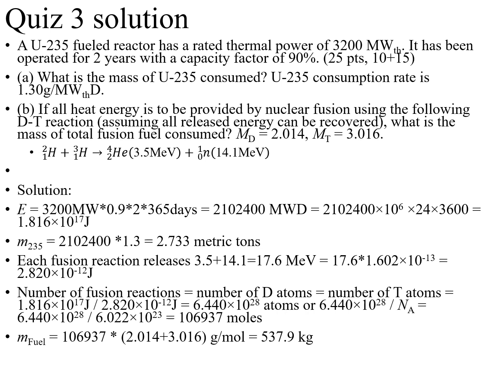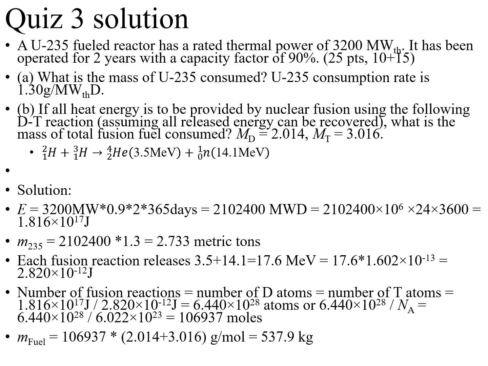So here we know that to produce 1 megawatt day of heat, it will consume 1.3 gram of the fuel. Therefore, we just need to calculate how many megawatt days of thermal energy are produced over 2 years of operation.